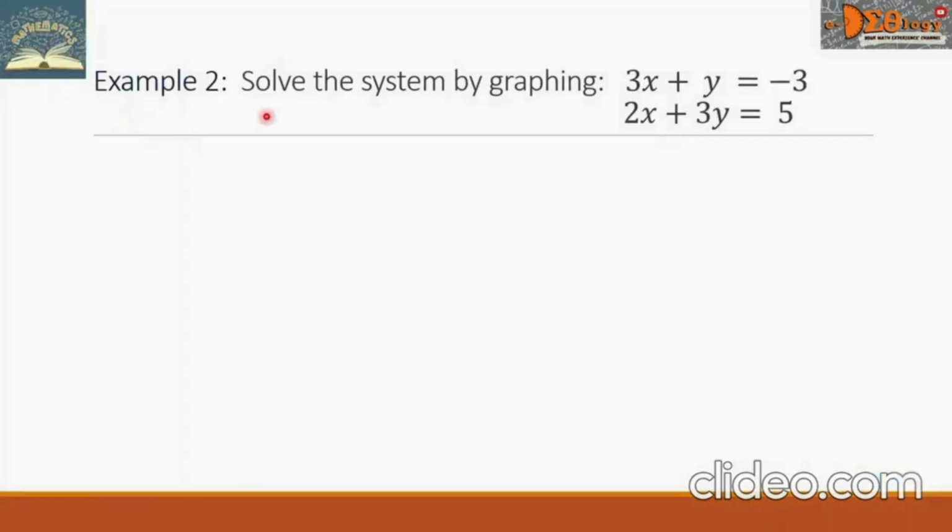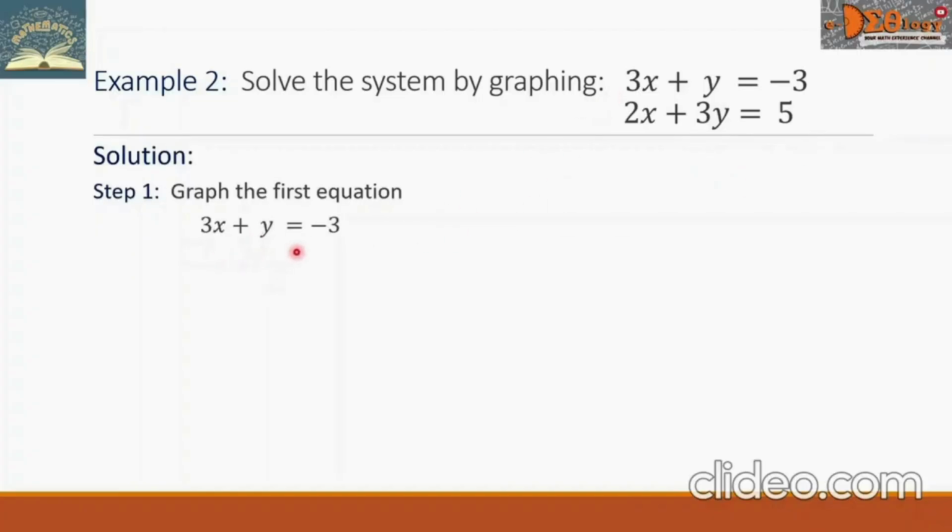Example 2. Solve the system by graphing. 3x plus y equals negative 3. 2x plus 3y equals 5. Let us graph the first equation. We have this 3x plus y equals negative 3.